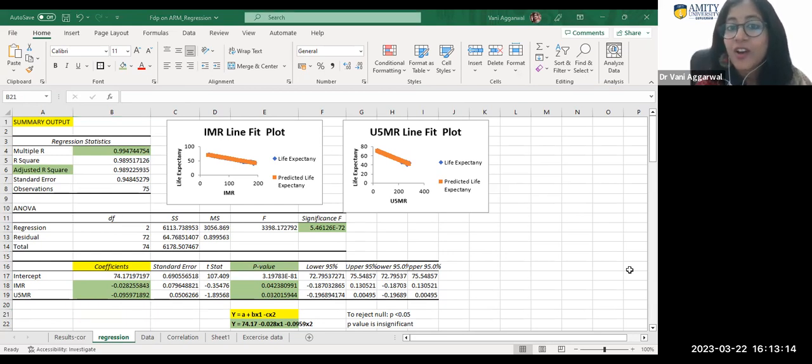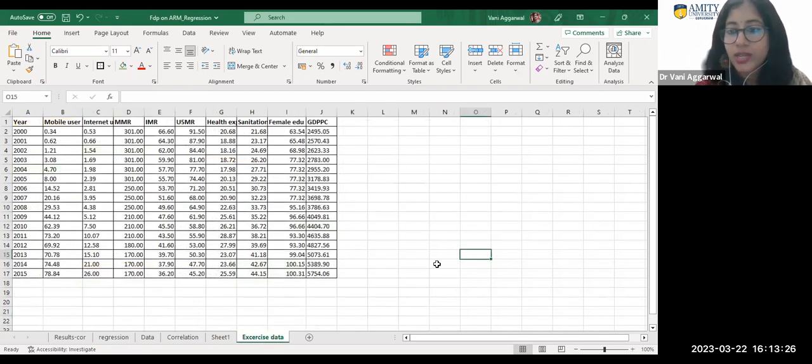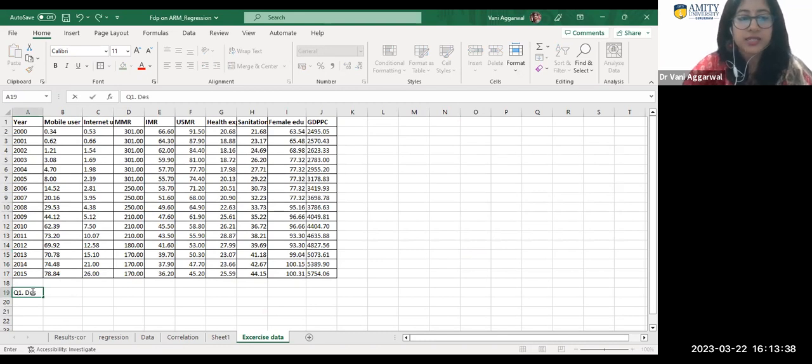All right. This is what I wanted to teach you for today's session. Now, this is your exercise data. For this data, you will get attendance and certificate if you give me the regression analysis of this. First, question number 1, I want descriptive statistics of this data, and question number 2 is summary output of regression.